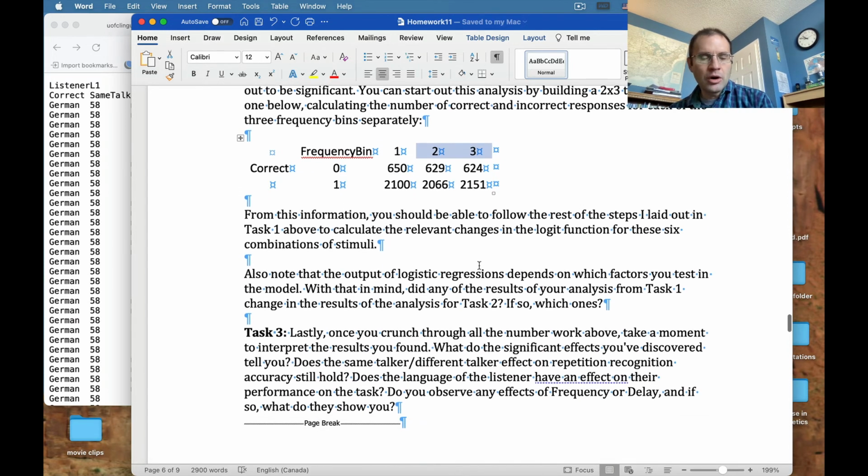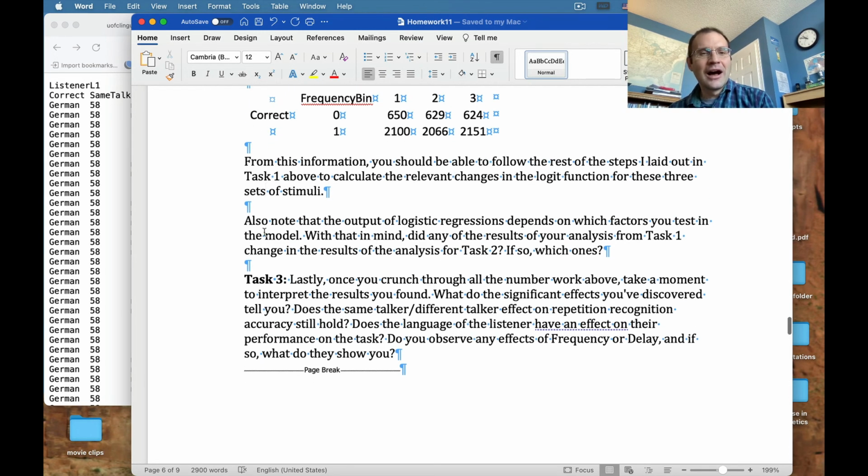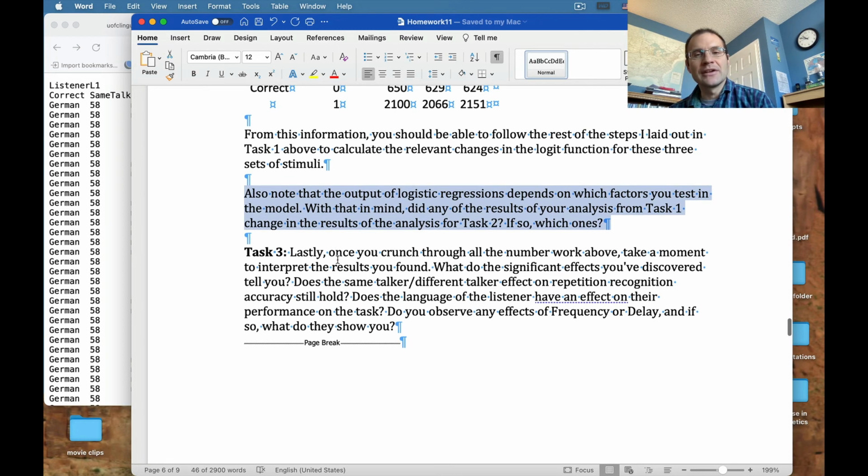Okay, so for these 3 combinations of stimuli, yeah. Okay, right. 3 sets of stimuli. Sorry, I changed this from last time because, again, I don't want to blow anybody's mind away here. I just want you guys to understand what you're doing and to show me that you do understand what you're doing. So also note that the output of logistic regressions depends on which factors you test in the model. With that in mind, did any of the results of your analysis from task 1 change in the results of your analysis for task 2?